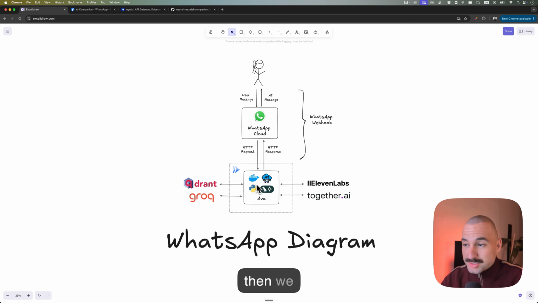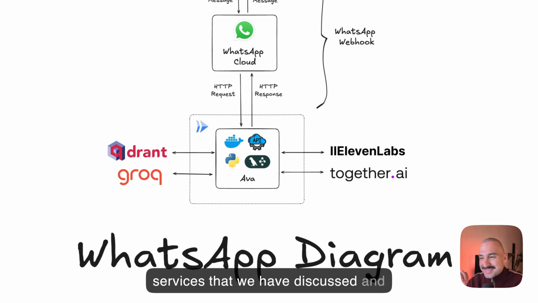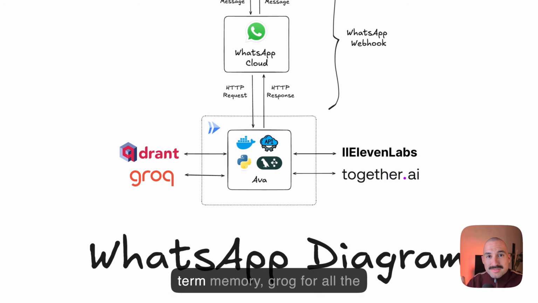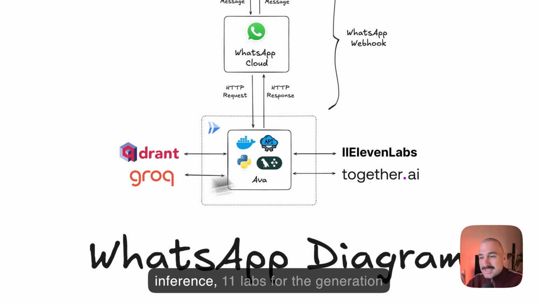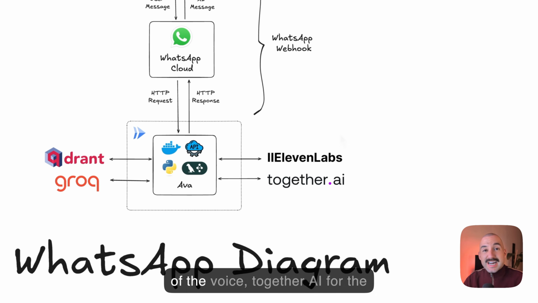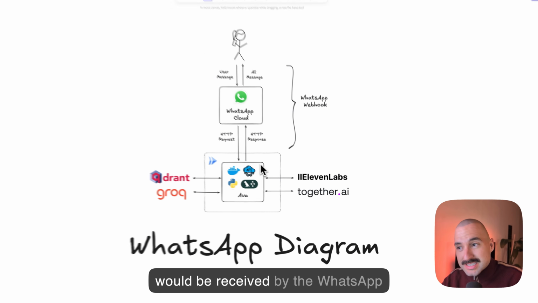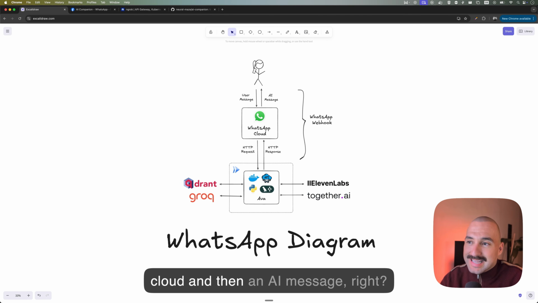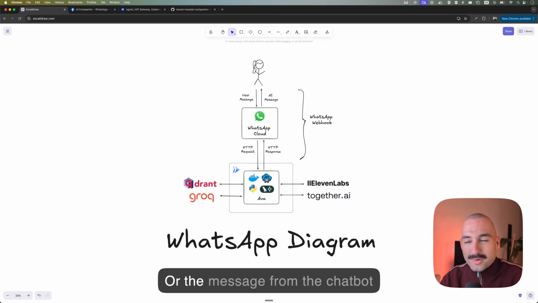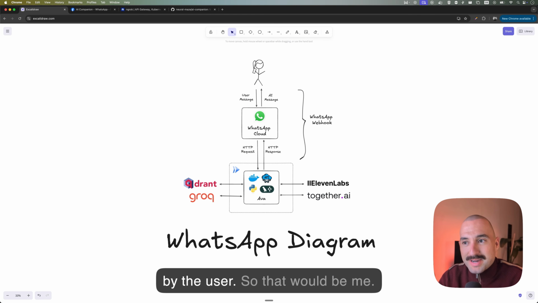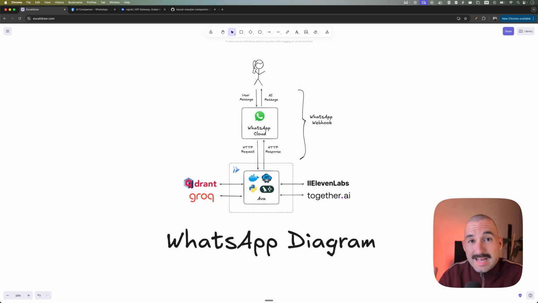And then it's going to be using all these different services that we have discussed and touched on in the previous lessons. So Qdrant for the long-term memory, Groq for all the inference, ElevenLabs for the generation of the voice, Together AI for the generation of the image. Once we have used all these elements, we will send back an HTTP response that would be received by the WhatsApp Cloud, and then an AI message, the message from the chatbot or Ava, will be received by the user. That would be me, and that is really all.